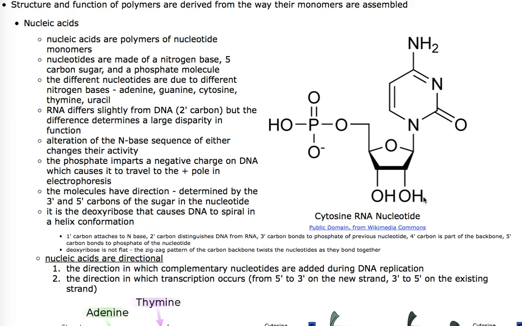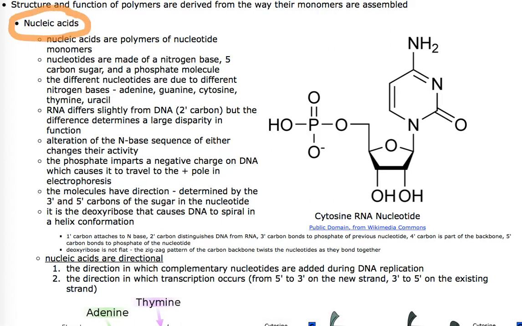Okay, so it's time to talk about biochemicals now. There are four basic biochemicals in cells. They are nucleic acids, proteins, carbohydrates, and lipids. And the first one we're going to talk about is nucleic acids.